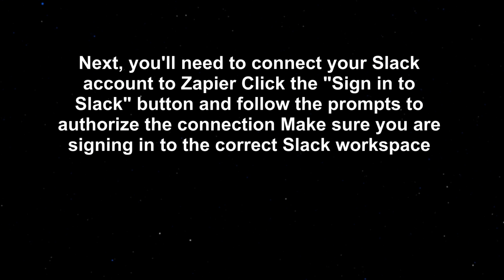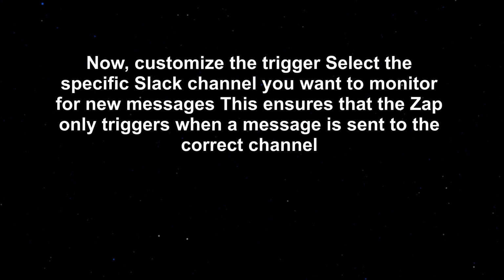Next, you'll need to connect your Slack account to Zapier. Click the Sign into Slack button and follow the prompts to authorize the connection. Make sure you are signing into the correct Slack workspace. Now, customize the trigger. Select the specific Slack channel you want to monitor for new messages. This ensures that the Zap only triggers when a message is sent to the correct channel.